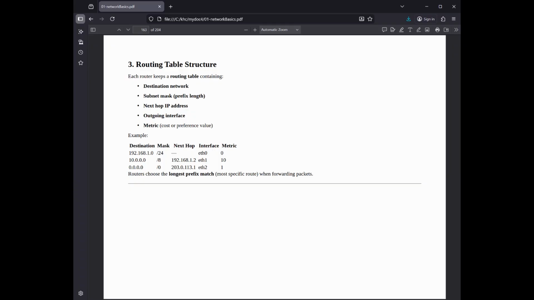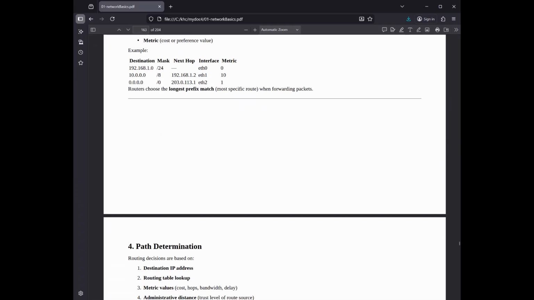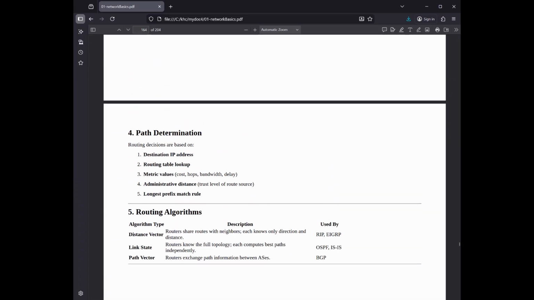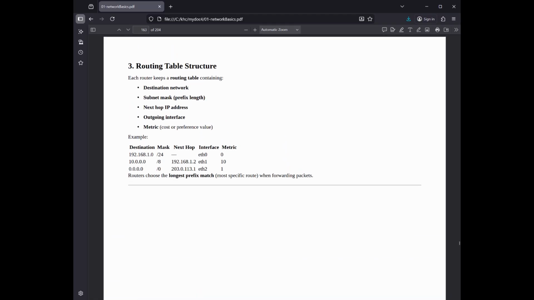for near-instant packet forwarding. A router determines the best path for a data packet by following a strict, hierarchical decision-making process based on the information stored in its routing table. Step 1. Longest prefix match, LPM. This is the first and most important criterion.